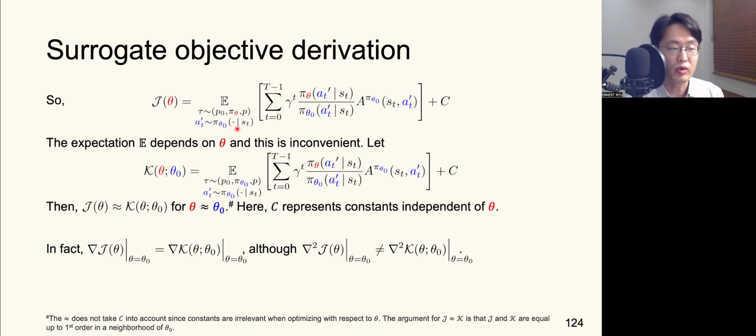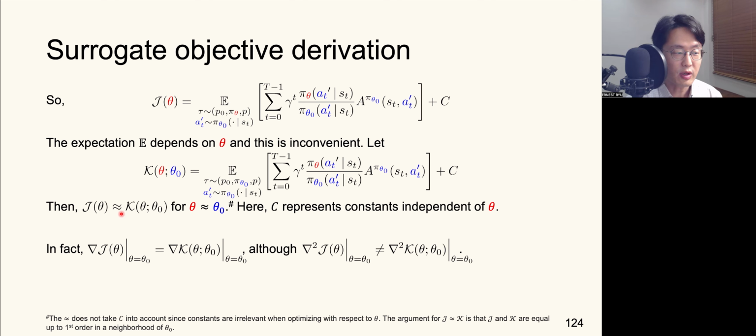So what we'll do is simply replace this theta with theta 0. Let's define this function with the theta replaced with theta 0 as K theta, centered about theta 0. When theta is close to theta 0, this should be mostly the same, right? So K theta, theta 0 should be a good approximation of J theta for theta close to theta 0. When I say approximately equal, I'm not taking account of the precise value of C, but that's fine because C represents a constant independent of theta, and we're trying to optimize with respect to theta, so the constant C is irrelevant.